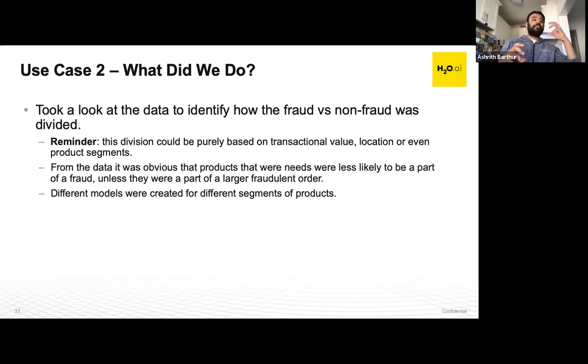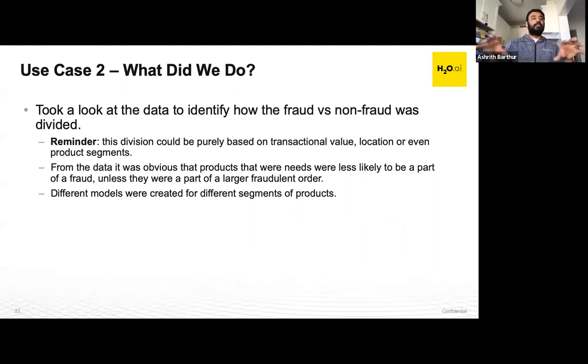From this, we saw that products that were essentially needs, for example, groceries and daily essentials, like soaps and shampoos and these kind of things, were less likely to be a part of the fraud purchase. You would have much more interesting purchases with, let's say, televisions, fancy stereo systems, and so on, if you're going online and purchasing these things. So this was a defining idea that we took forward.